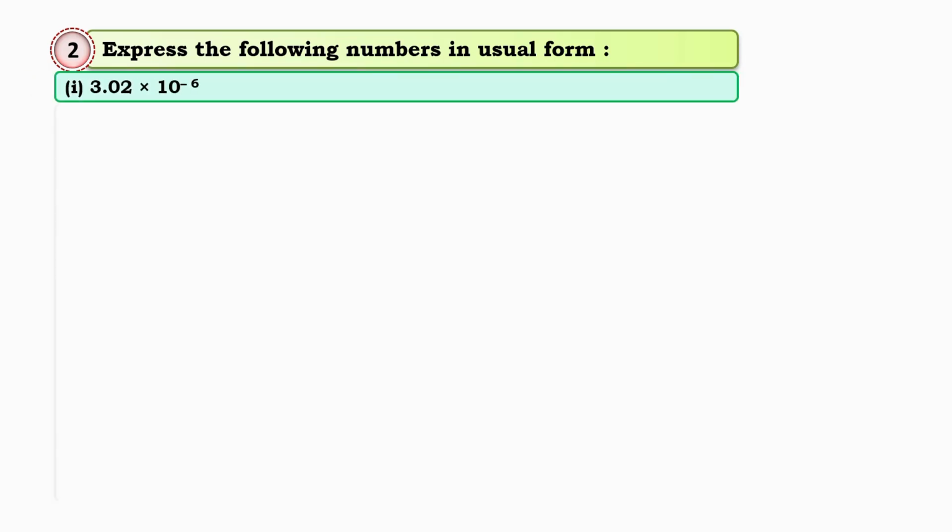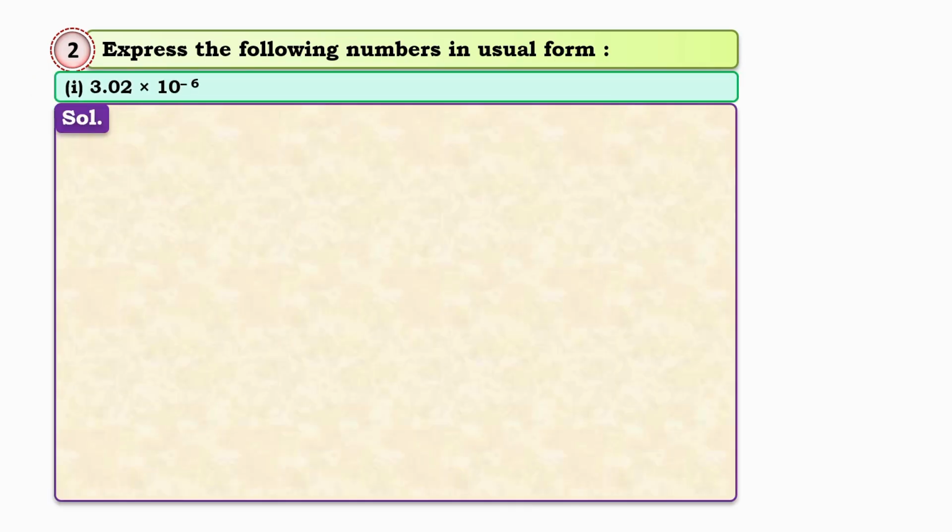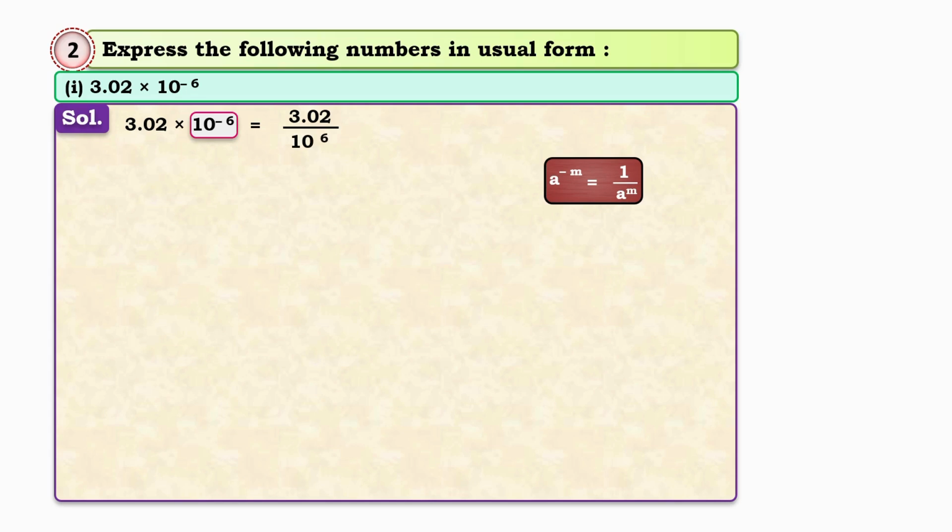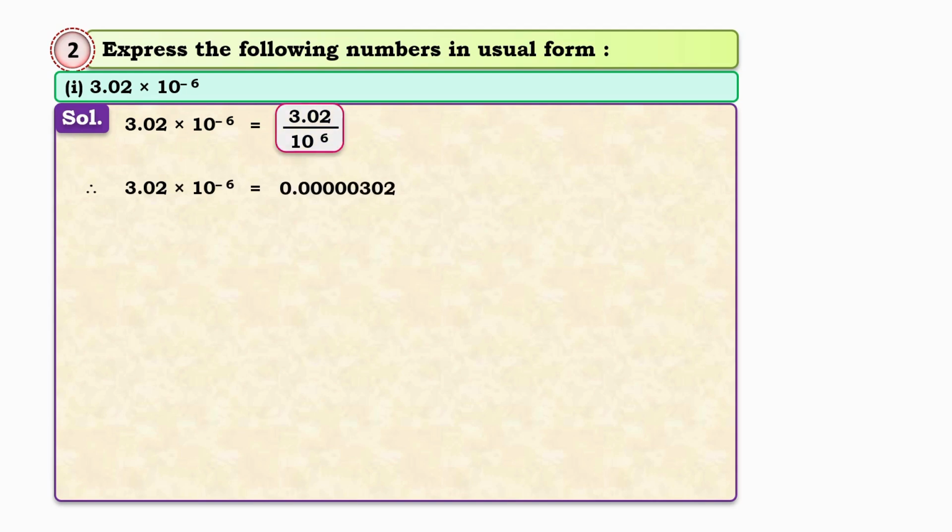Now, another problem. In this case, instead of the standard form, we have to find the usual form. So, the standard form is given, we have to find it in the usual form. So, 3.02 into 10 to the power minus 6 is 3.02 by 10 to the power 6 by using the law. Now, this is the final answer.